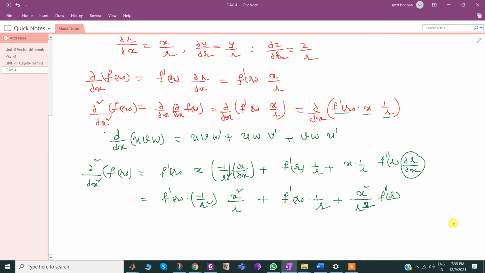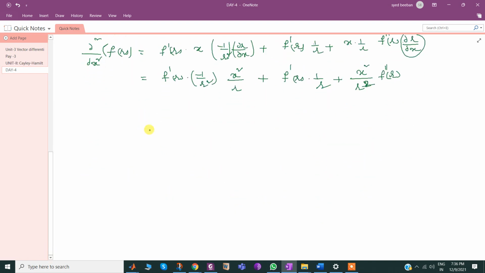Then further here, dou square f of r by dou x square equals minus f dash of r times x square by r cube, plus f dash of r times 1 by r, plus x square by r square times f double dash of r.